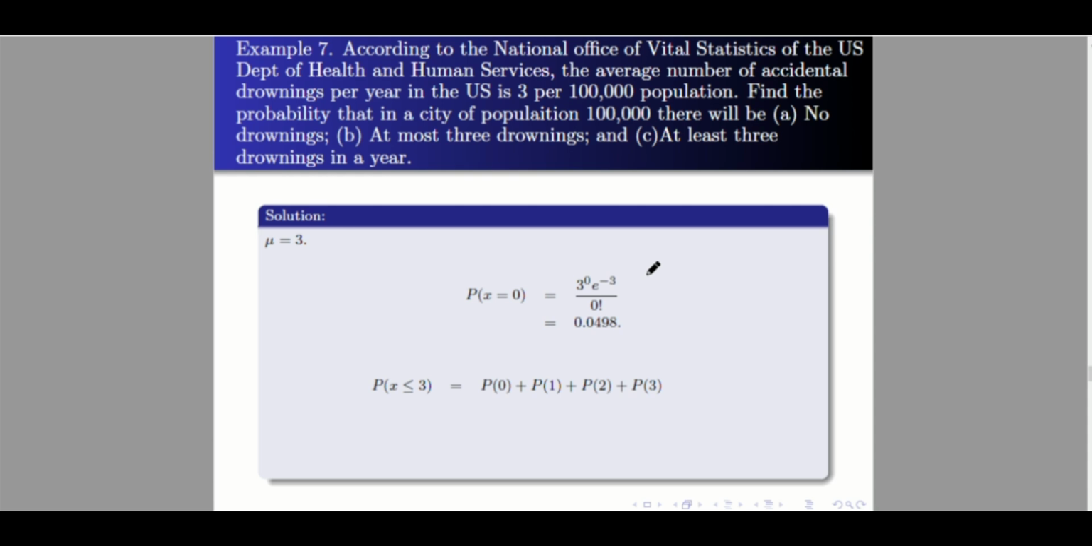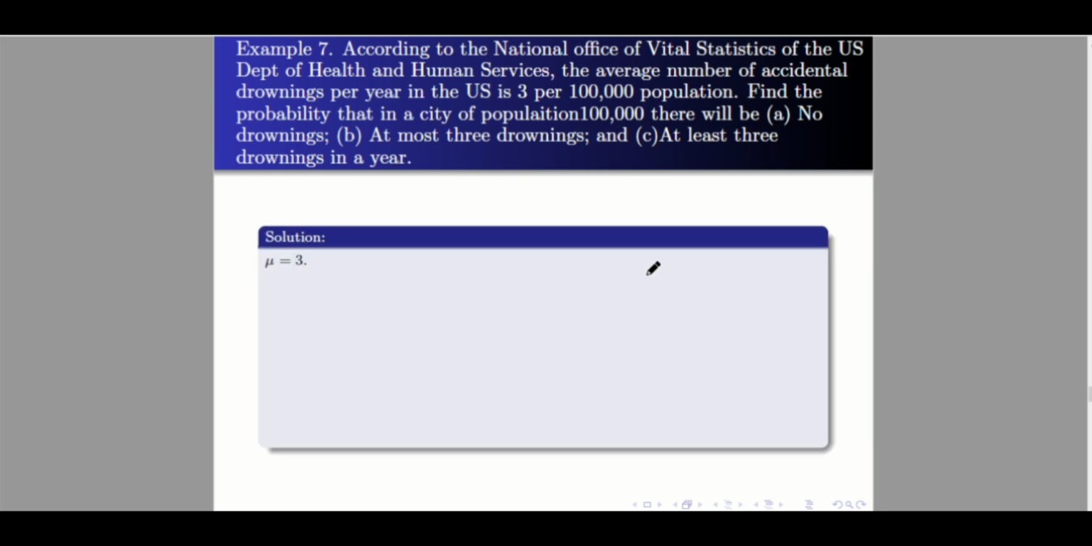At most 3, so we have P0, P1, P2, and P3. Use the formula. Using your calculator, we have 0.6472. Okay, so there's a big chance of having these numbers of drownings in a year, at most 3. And last, at least 3. At least, so that is greater than or equal. So we will use complementation, because we do not know where to stop. So what is the opposite of this? The complement is less than 3. Okay, so it's only 0, 1, and 2.